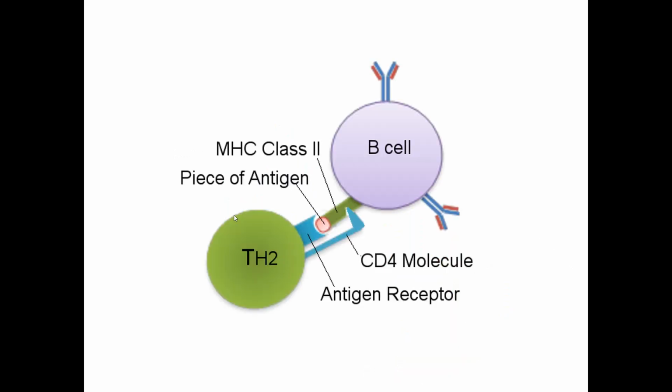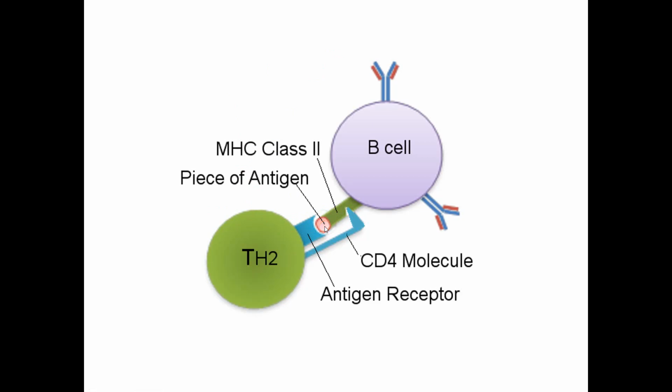But B cells can't be activated by themselves. They have to have help, and they use the help of a helper T cell. If a helper T cell is in the area and can recognize both the MHC class II molecule and that piece of antigen fragment being presented, it's then going to bind to the B cell, and it's going to help activate it. So it's a two-part activation. The CD4 on the T cell is going to have to recognize the MHC on the B cell, and then the TCR is going to have to recognize the piece of antigen.